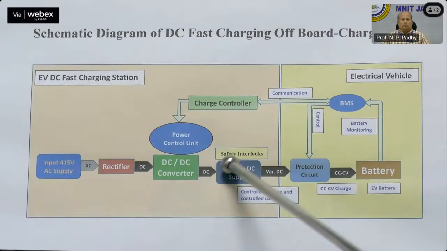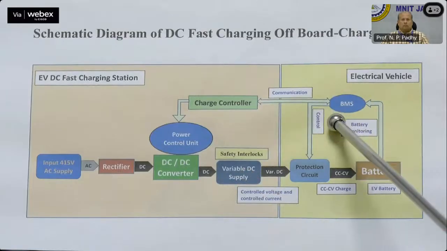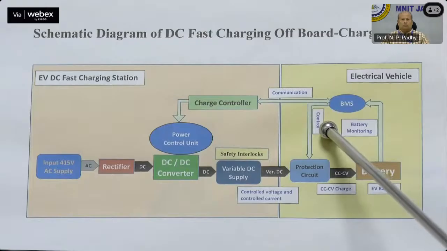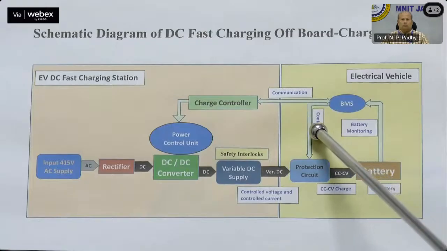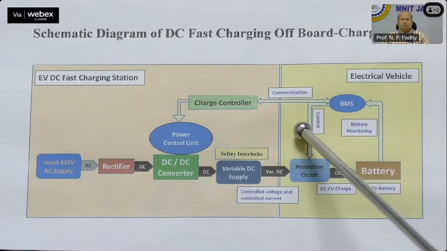There are safety interlock and protection circuits used to de-energize the EV connector and to stop the charging process whenever there is a fault condition or an improper connection between the EV and the charger. The battery management system or BMS plays the key role of communicating with the charging station to control the voltage and current delivered to the battery and to operate the protection circuit in case of an unsafe situation.